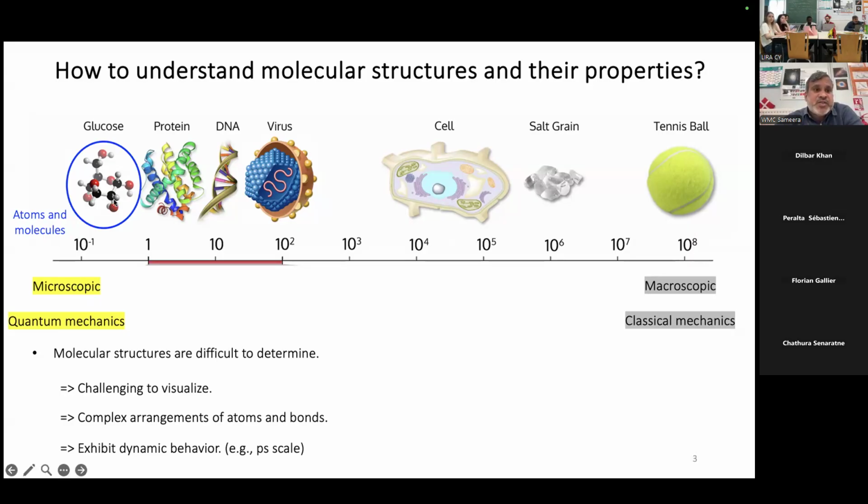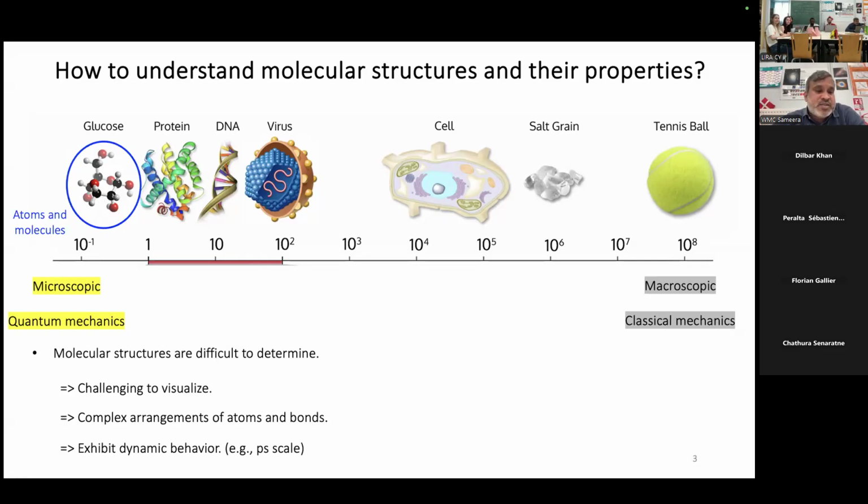How about the molecular systems? One of the problems is that they are very small and you cannot really see them. Therefore, we cannot really understand what's going on. It's not like the tennis ball. And molecules can be rather complex, and the arrangement of atoms gives additional complexity to visualize or analyze, even if we use a high resolution microscope.